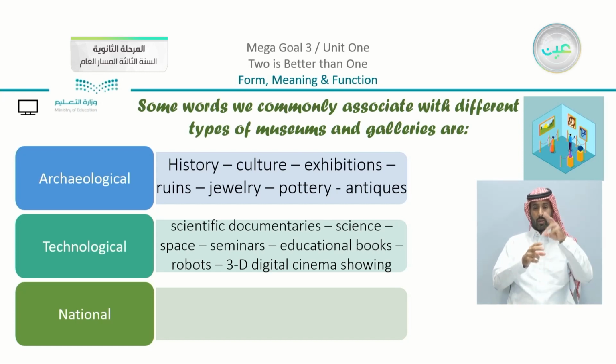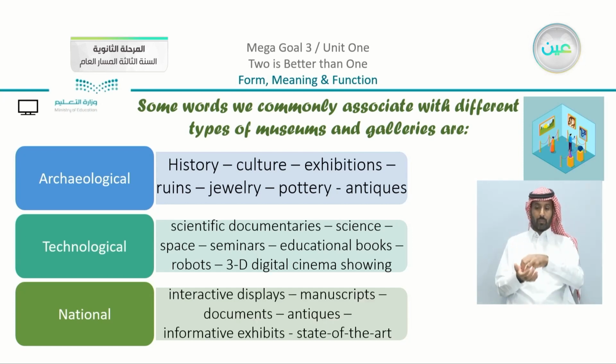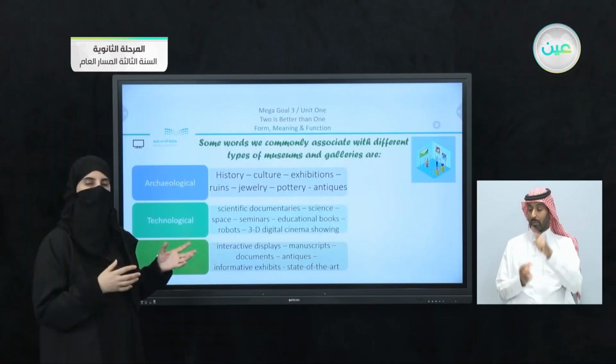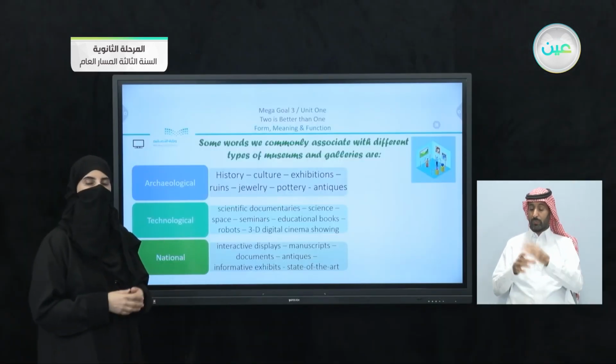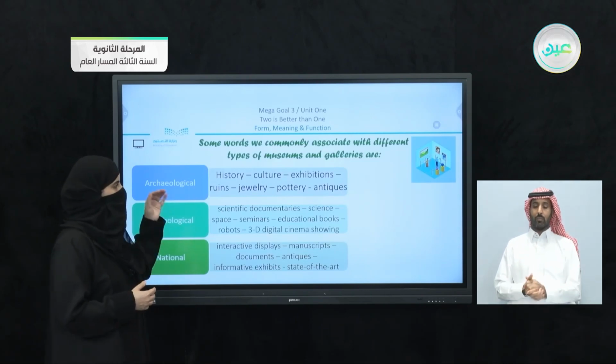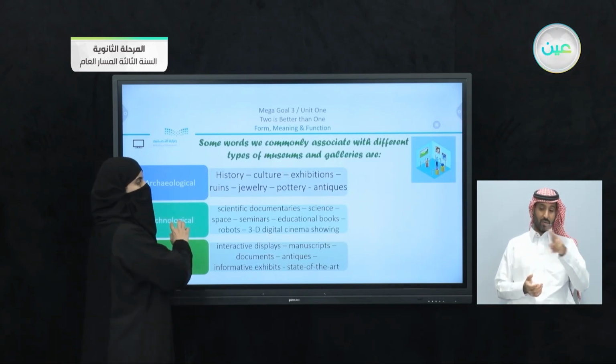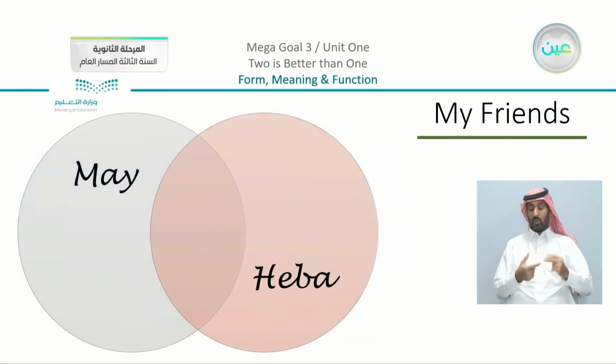We come to the last kind, which is national museums or galleries. Now, what are the words that are connected to them? We have here interactive displays, manuscripts, documents, antiques, informative exhibits, state of the art. Now, all of these are words that are connected to national museums or national galleries. So we have here, these are 3 different types. We can see that there are words that are connected, which are interesting to know.